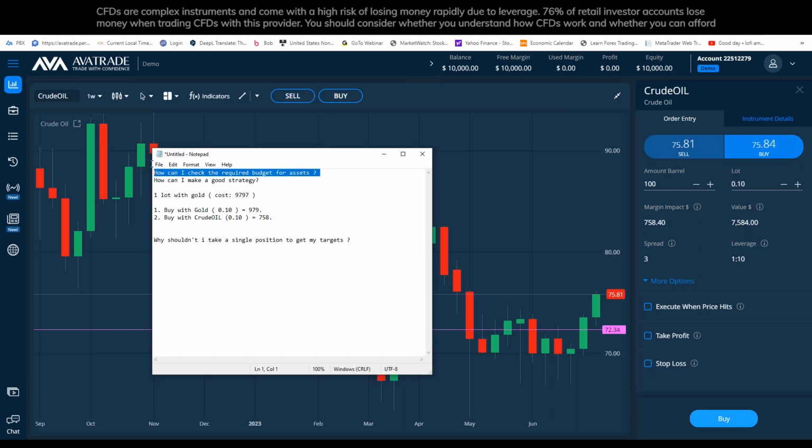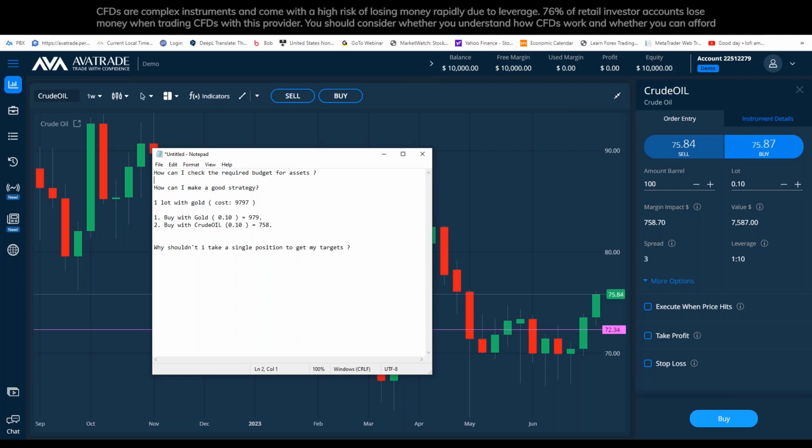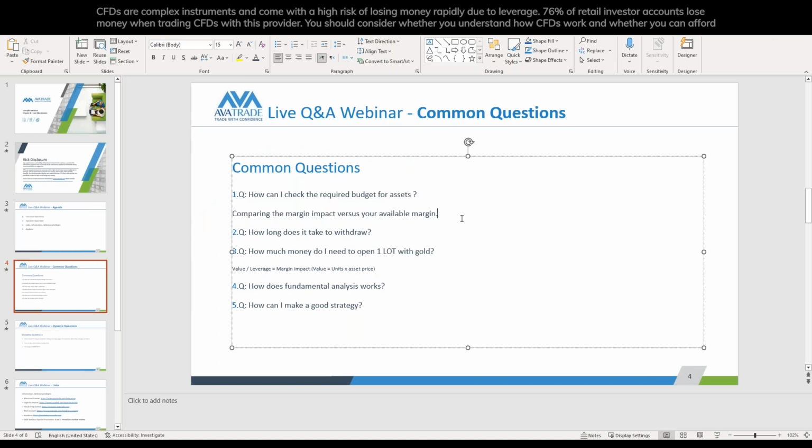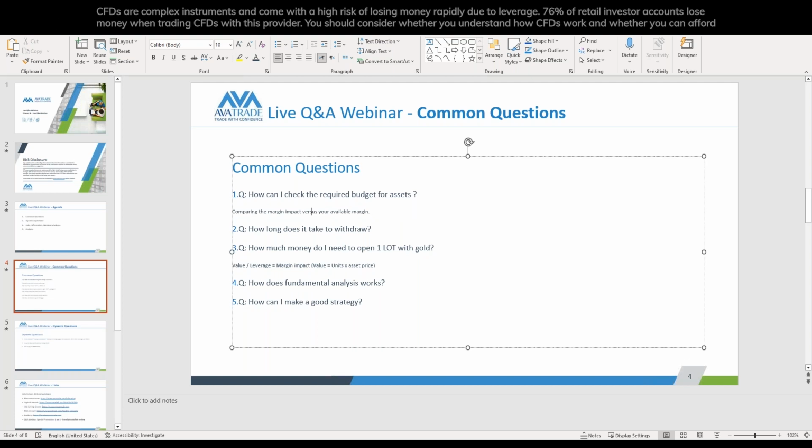Exactly. So the answer to this question, how can I check the budget? Comparing the margin impact versus your available margin, and we're going to paste it. Comparing the margin impact versus your available margin for your tied assets to get to your targets.